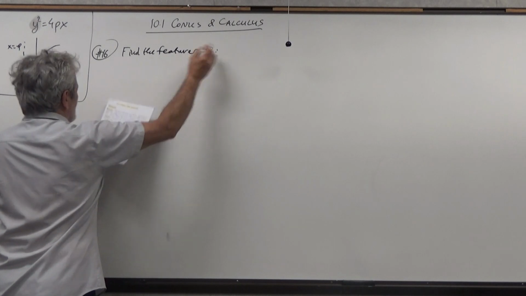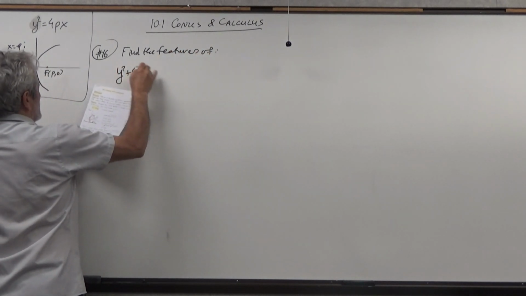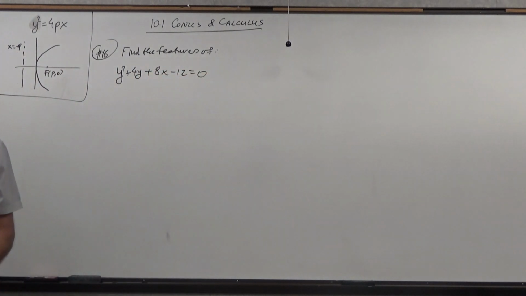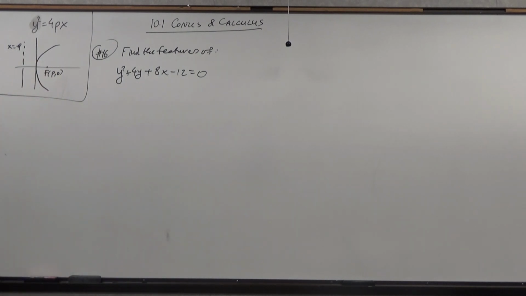Find the features of the following: y squared plus 4y plus 8x minus 12 equals 0. So what do we do in this problem? First thing is to complete the squares. Because obviously, since I have linear terms, there is a shift here, so we need to recognize that shift as well. Obviously, since it is y squared, it will be a horizontal one.